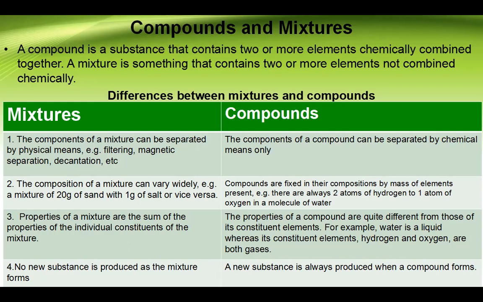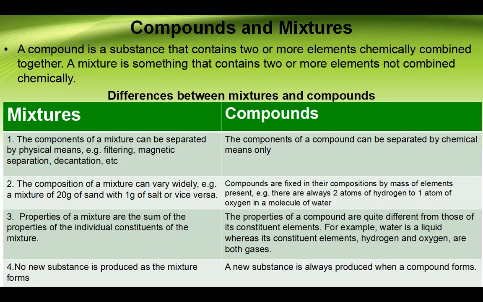Now a mixture is something that contains two or more elements not combined chemically. So a mixture is basically a physical mixture, while a compound is a chemical mixture. So you can see there are differences, some of which I have explained in the table, with mixtures on the left side and compounds on the right side.